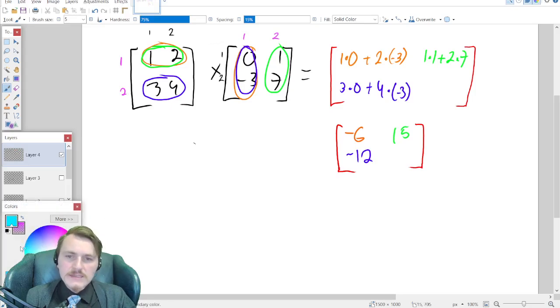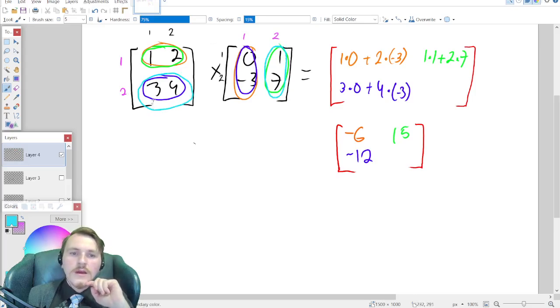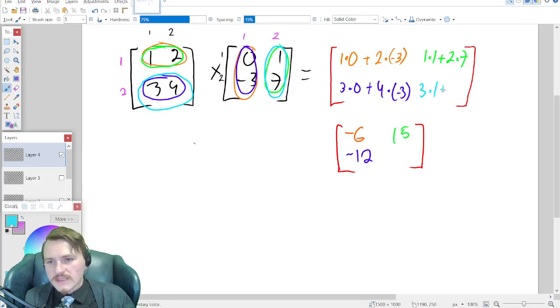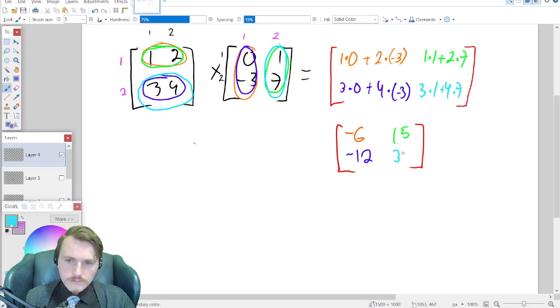Last but not least, I got to get the second row, second column. So I multiply the second row times the second column. 3 times 1 plus 4 times 7 is 3 plus 28. Gives us 31. This is our resulting matrix. This is the product.